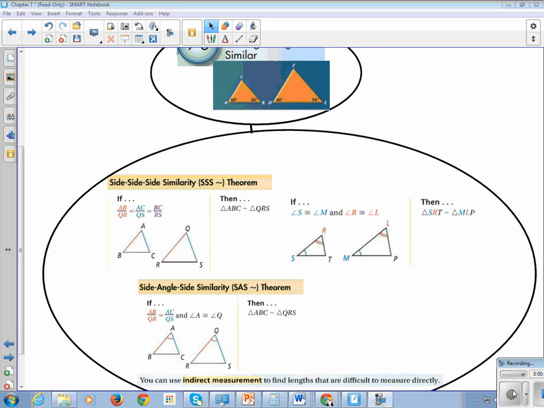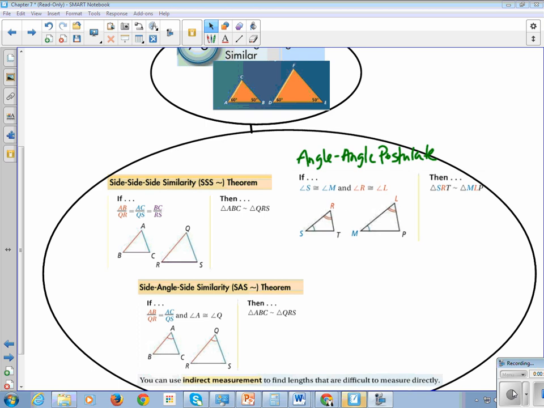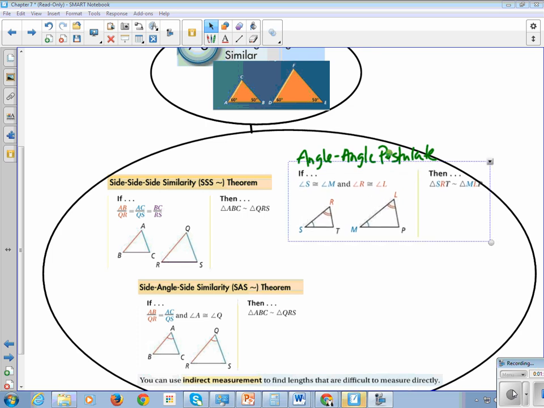All right, so let's put down this one here. I didn't grab the title with this. This is the angle-angle postulate. Okay, so this is how it rolls down. If I have two angles, so here it's S is congruent to M, and R is congruent to L, and yes, you should have a picture because you're never going to encounter these just in words. They're always going to come with a picture.